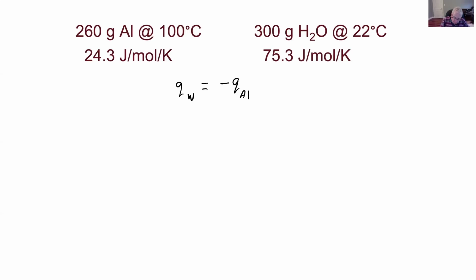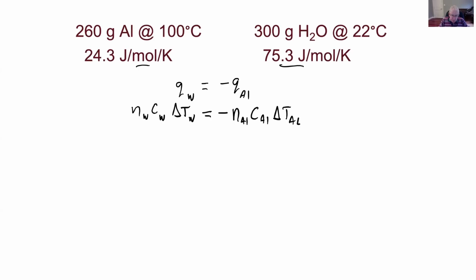Each one of those Q's is going to be, let's call it n for the water, C for the water, delta T for the water, is going to be equal to minus n for the aluminum, C for the aluminum, delta T for the aluminum. I'm using moles there just because my heat capacities up here are in moles, right? And so that says I'm going to take my grams and convert them to moles.